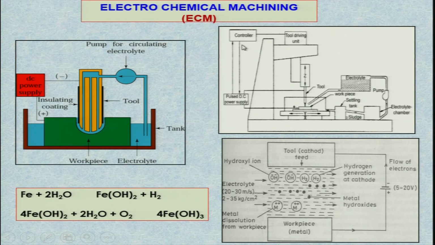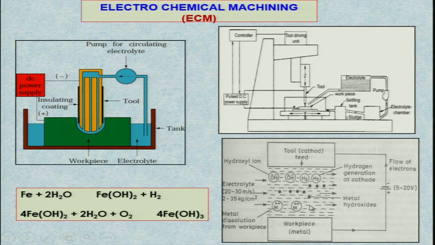Then you have the controller over there, and the tool driving unit. This is the tool, which is moving in the Z direction, and whatever shape and size the tool has at the bottom, the inverse replica of the same is produced on the workpiece. And here is the electrolyte tank; this electrolyte is supplied inside the inter-electrode gap, that is, between the tool and the workpiece.